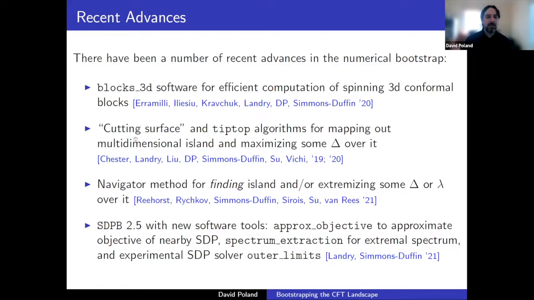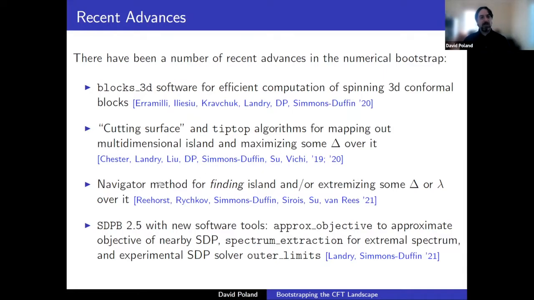We've also developed some algorithms for searching through large multi-dimensional parameter spaces. These islands could live in high-dimensional spaces involving multiple scaling dimensions, multiple OPE coefficients. And so we've developed some algorithms for efficiently searching through those spaces.